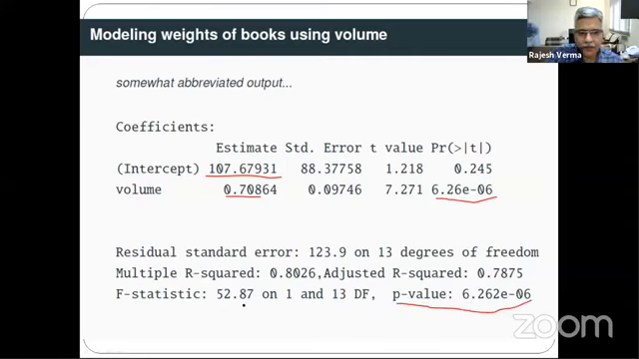Please notice here that we have R squared. This is multiple R square because multiple linear regression has been performed. And we also have adjusted R square. I will discuss the difference between multiple R squared and adjusted R square after a while.